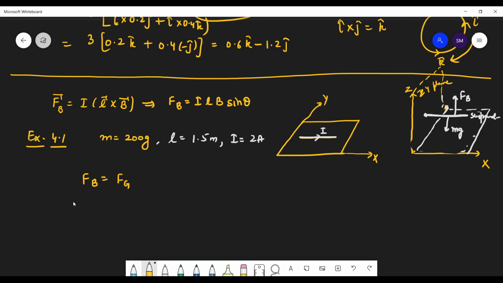So students, and what is theta here? What is the angle between L and B? So that's your direction of L.